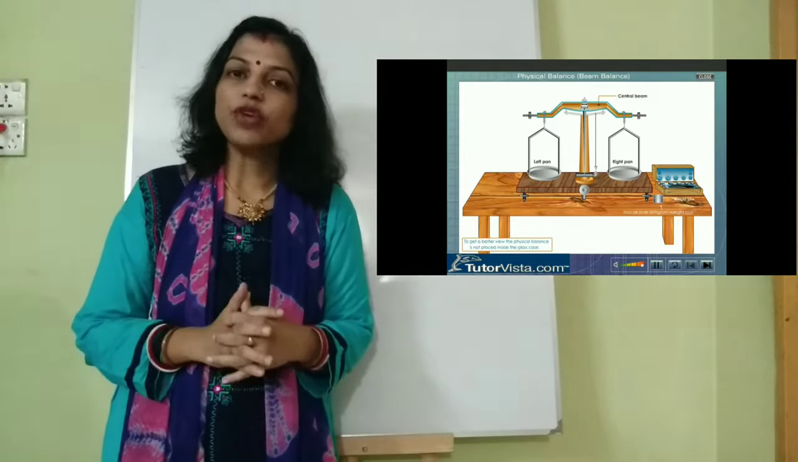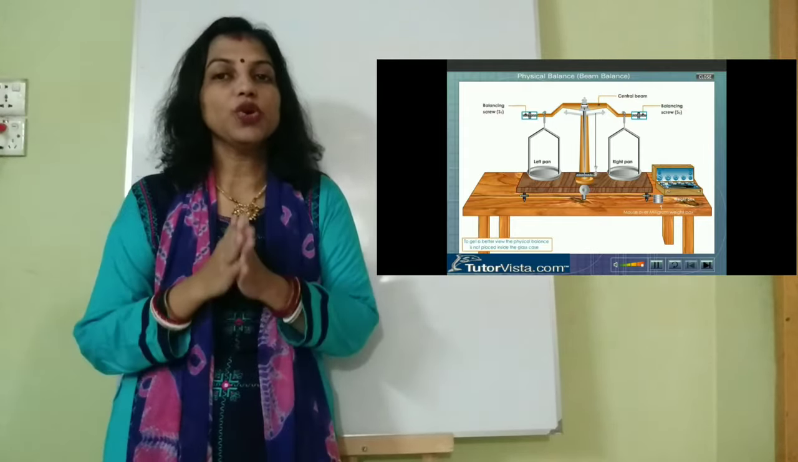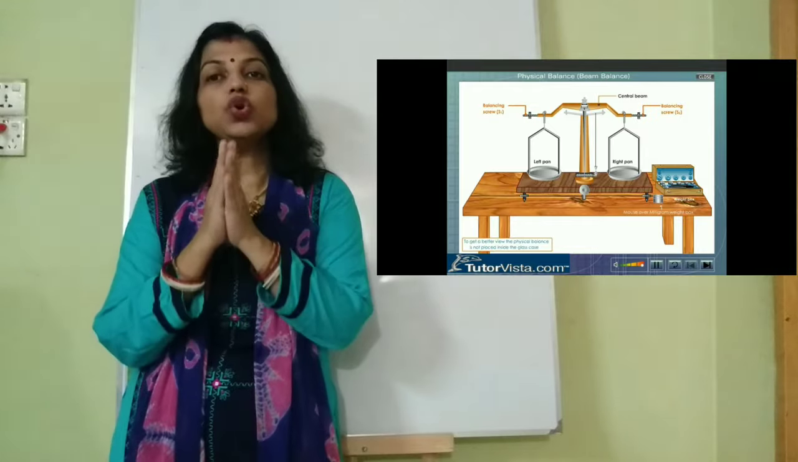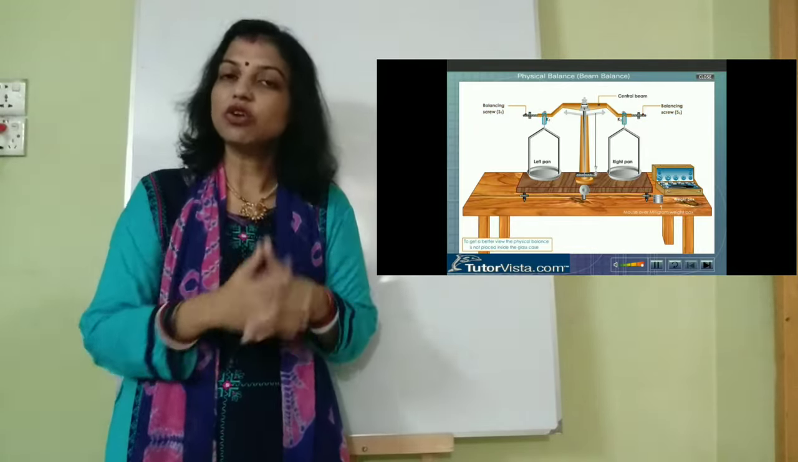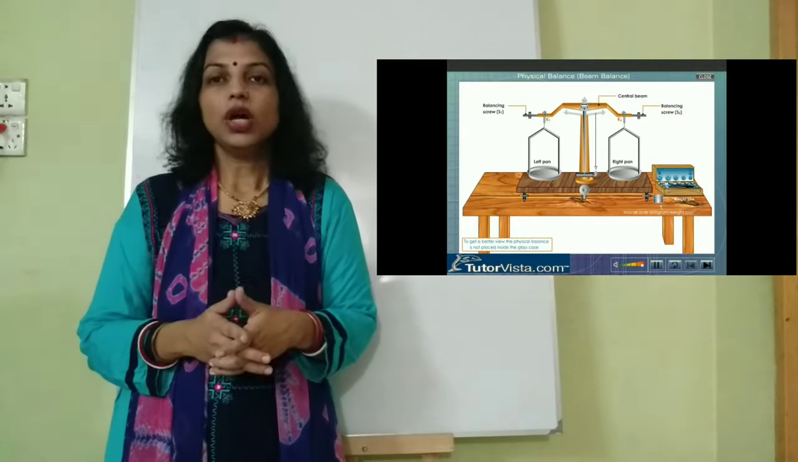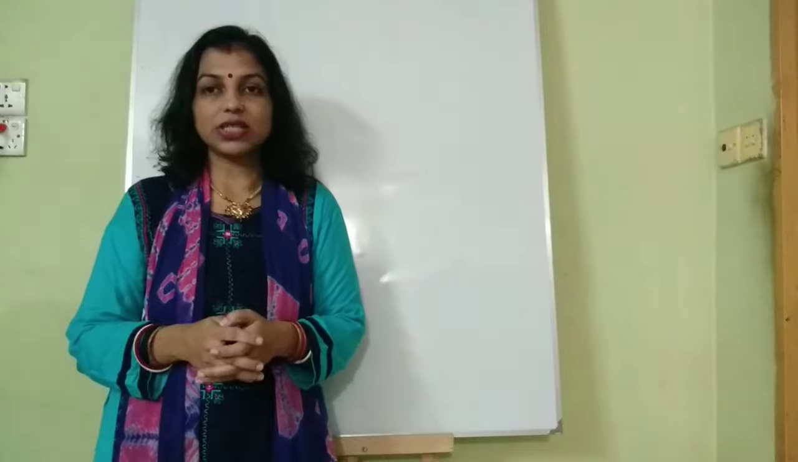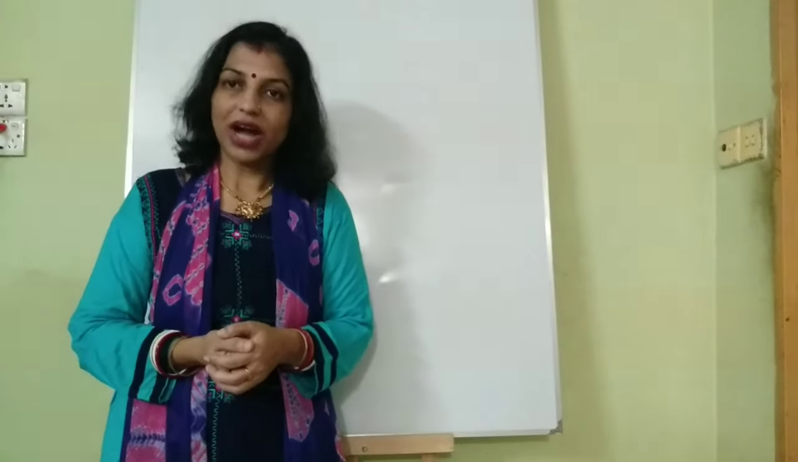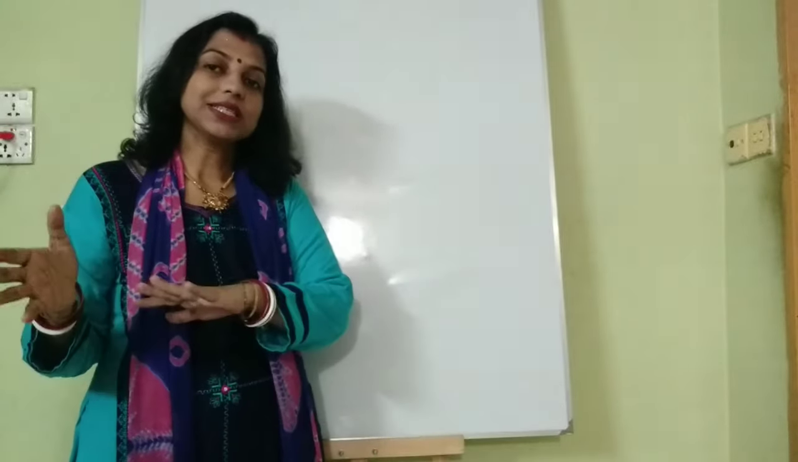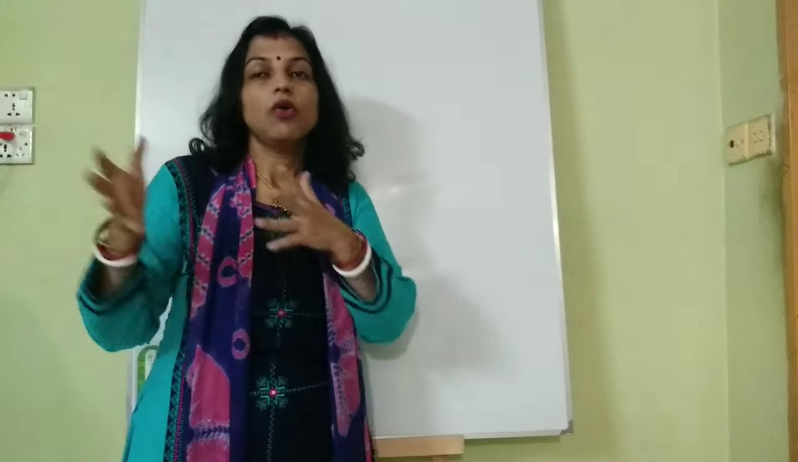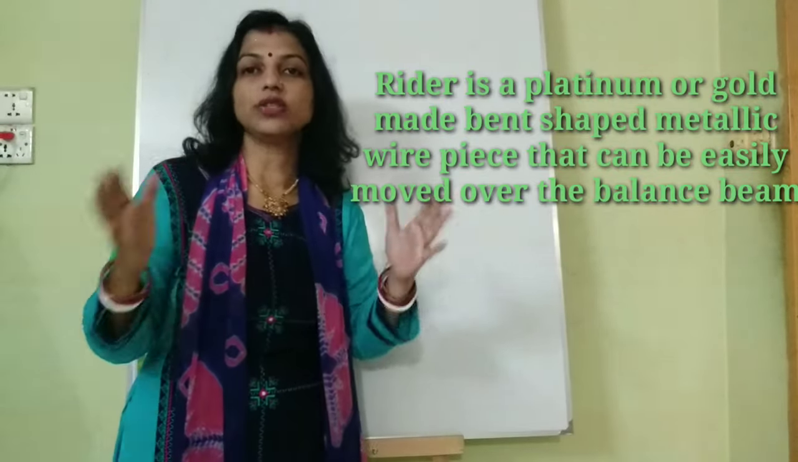But if you want to measure any substance by a Fallbrook balance, then two essential terms are Rider and Rider constant. I know you now have a question: what is Rider and Rider constant? Let's discuss Rider and Rider constant. Rider is a platinum or gold made metallic wire which can easily move on the scale.